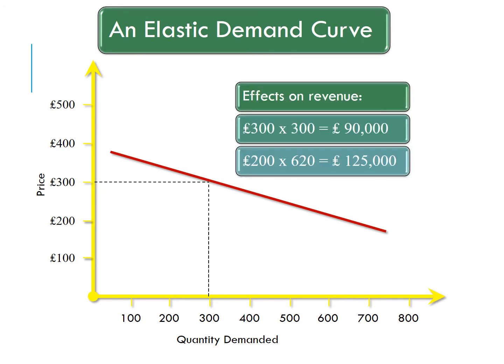Now what we can do is have a look at the impact that would have on revenue for a business. Now here originally, if they're selling at £300 and they sell 300, they would have a revenue of £300 times 300, £90,000. Now what happens if they drop their price to £200? Well, we've seen that the demand increases to 620. And so what would happen to their revenue is actually their revenue would be higher. So here we can see for this particular business, if they drop their price, they'd actually receive more money.